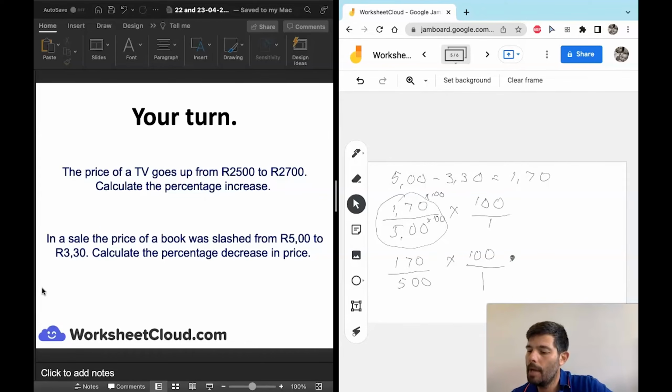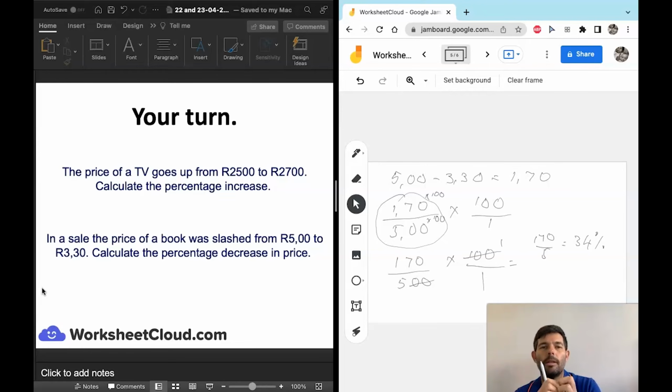So what's going to happen now is 100 goes into 100 once and into 500 five times. And now I'm going to have 170 over 5. And if you work that out, that's going to be 34%. So the important thing there is the difference, 1 Rand 70 over 5 Rand. I can take the decimals out.